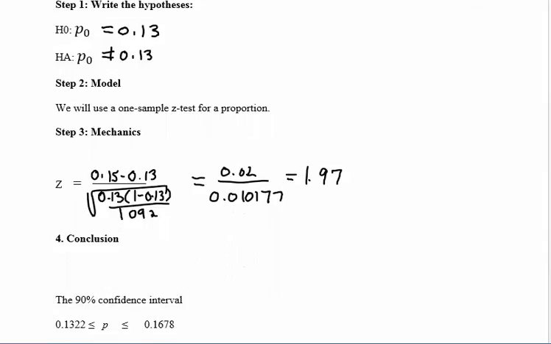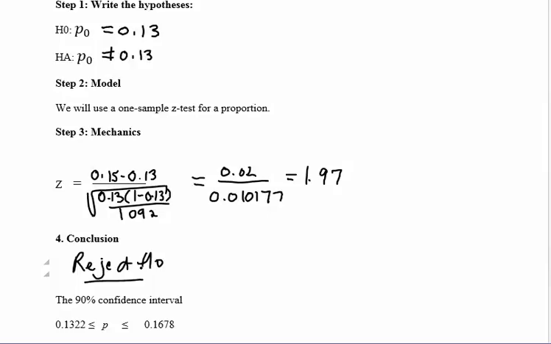Conclusion. For an alpha level of 0.10 and two-sided alternative hypothesis, we would reject if the z-score is less than negative 1.645 or greater than 1.645. Since this test statistic exceeds 1.645, we reject the null. We have evidence to say that the complication rate in this sample differs from 13%.